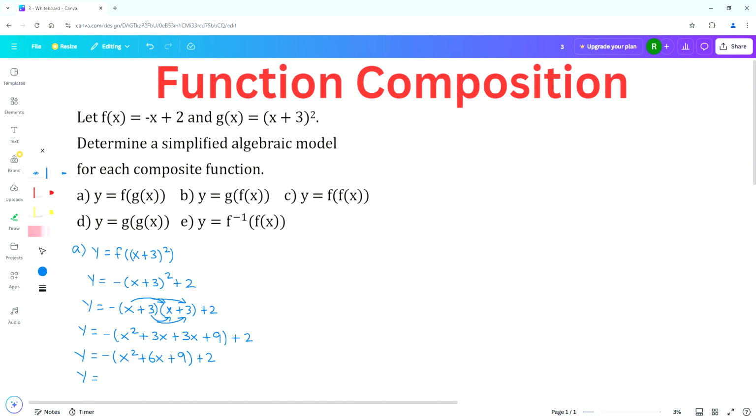Next, we can distribute the negative sign in the parentheses. We should multiply each term in the parentheses by negative 1. Next, we can combine the like terms, -9 and +2. This should be the final answer for part A. Now we can answer part B. y = g(f(x)).